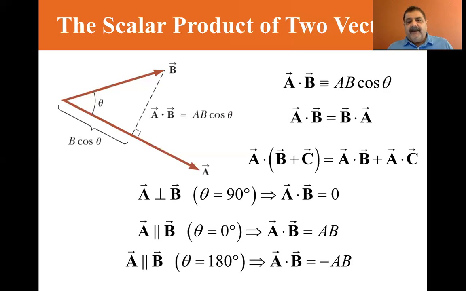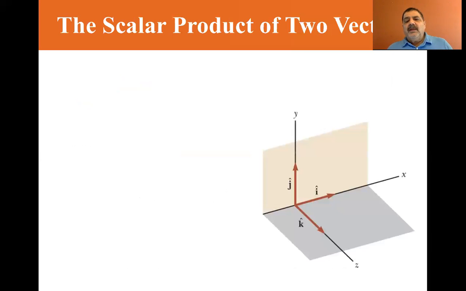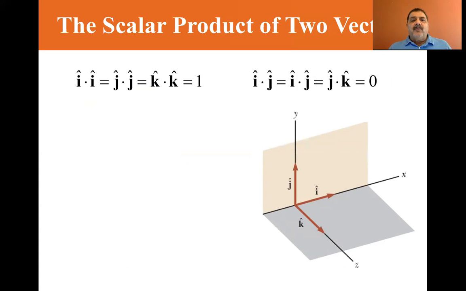Now let's look at unit vectors. We see here I, J, and K. Those are unit vectors. They're orthogonal one to the other. So if we do the dot product, any dot product of a unit vector upon itself will equal 1.